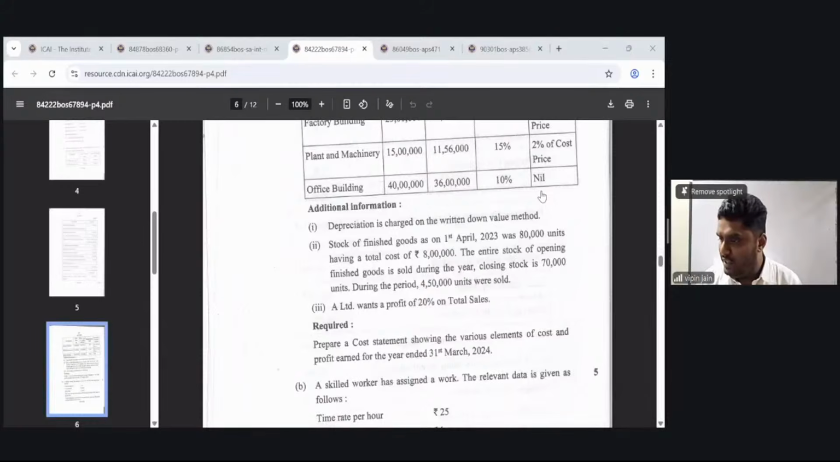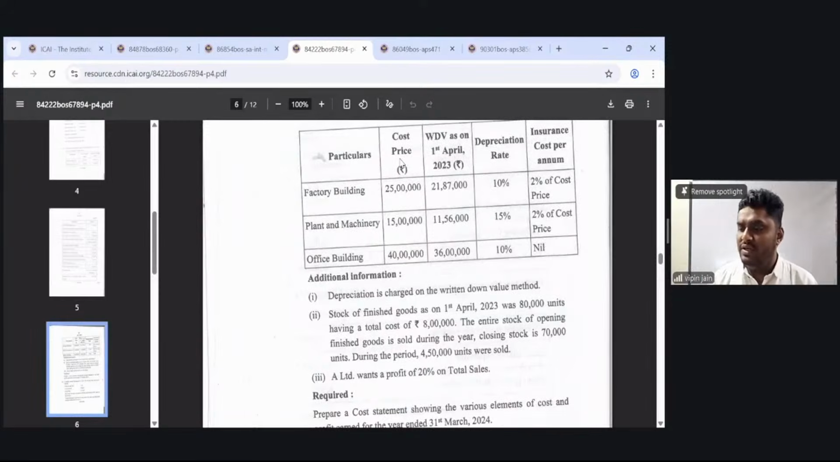Nisha, I think you have any query? Anyone who is finding this question a bit difficult, I can give you a briefing again. Anyone? Sir, where additional information is given, how will we calculate by WDV? See, depreciation you have to calculate on WDV. It is given depreciation is charged on WDV, right?